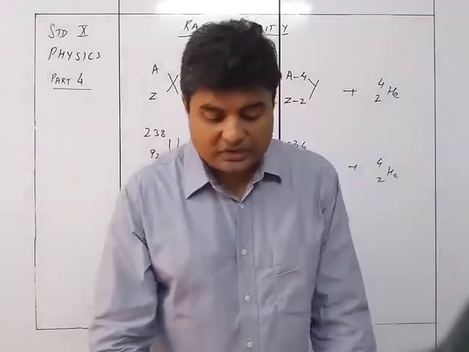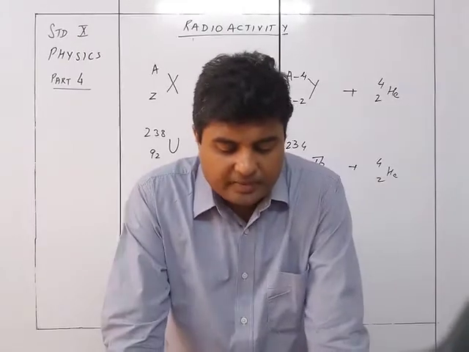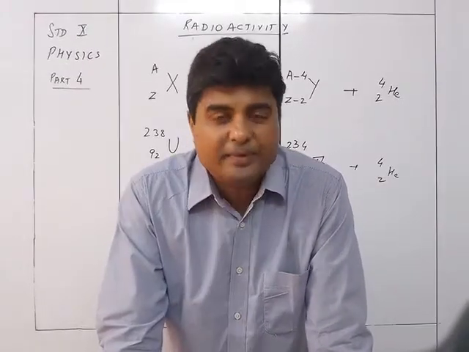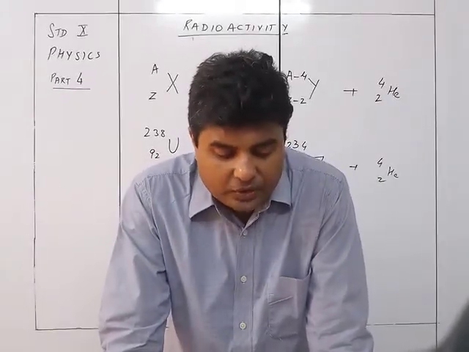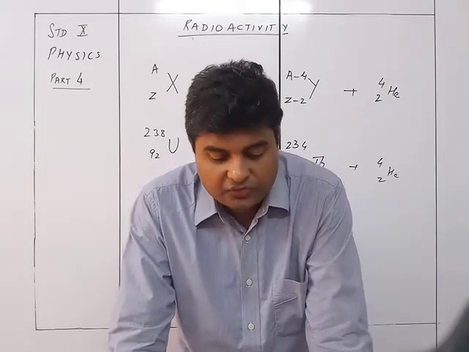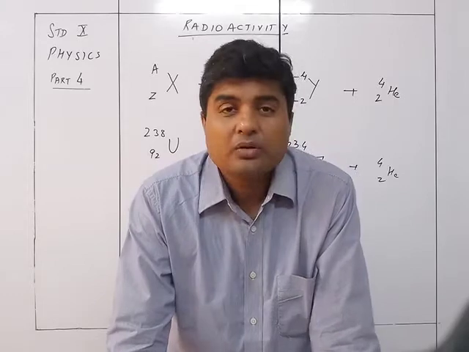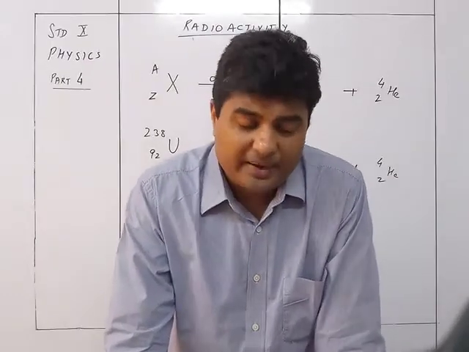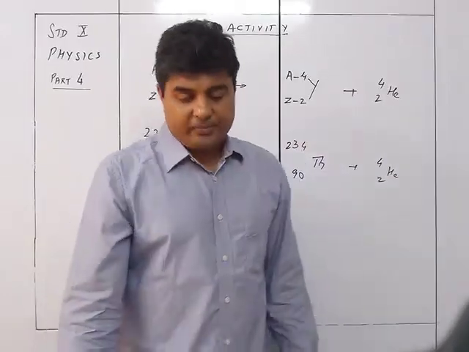So a new nucleus, thorium-234 (90), is formed, and the chain is represented as uranium-238 (92) going to become thorium-234 (90) plus 4He2. Got it? So this was about the alpha particle. We now move on to beta emission.